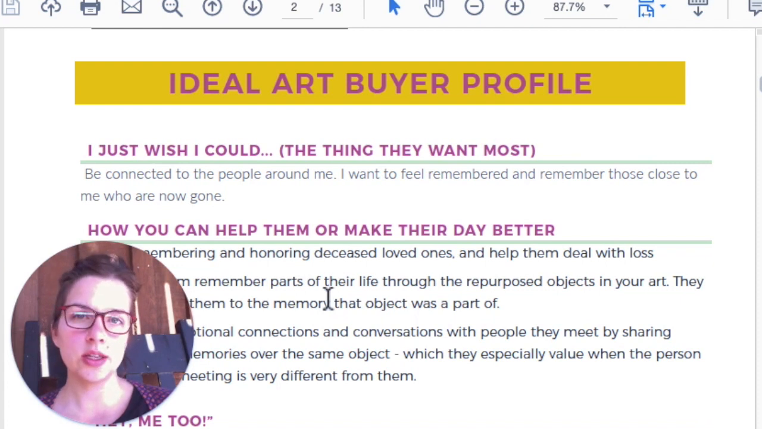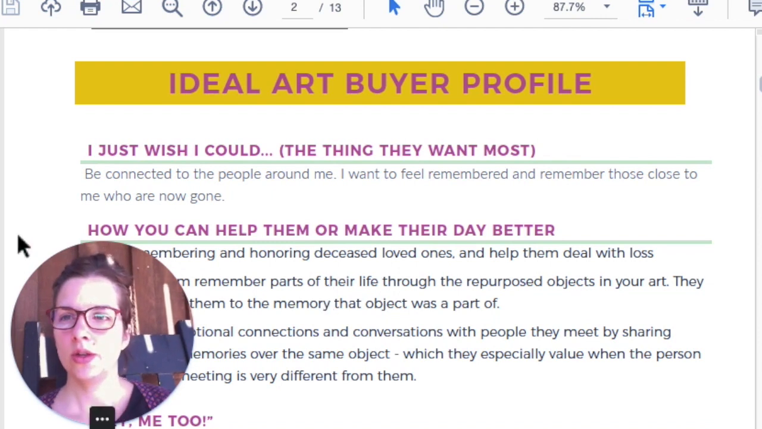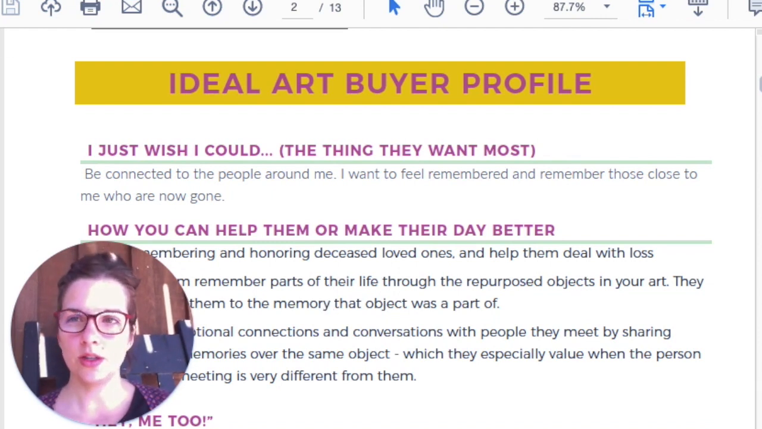So now this week what we're going to be talking about is how to take this profile and turn it into social media posts that will resonate with those people and also move them through the buying process. Likes and comments are great, but if they are not helping them move closer to buying your art, it's kind of a waste of your time. So I'm going to show you how to do that today.